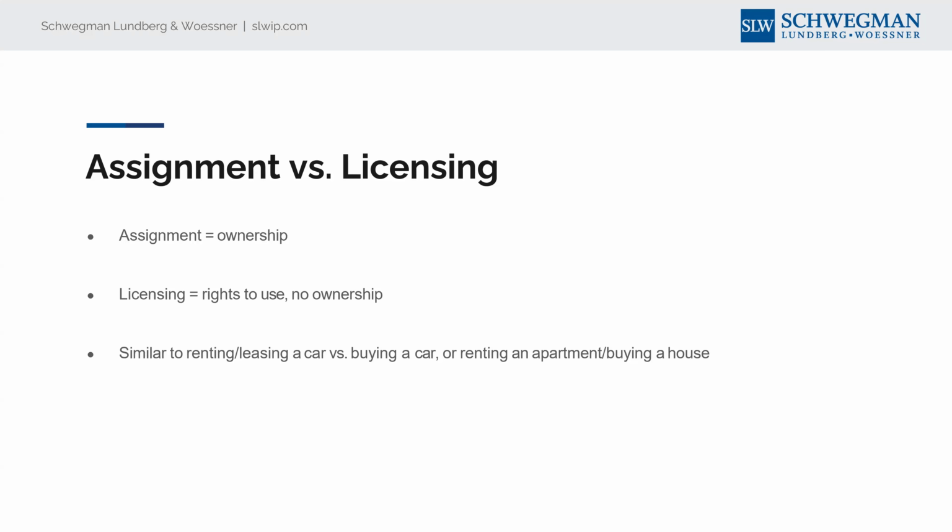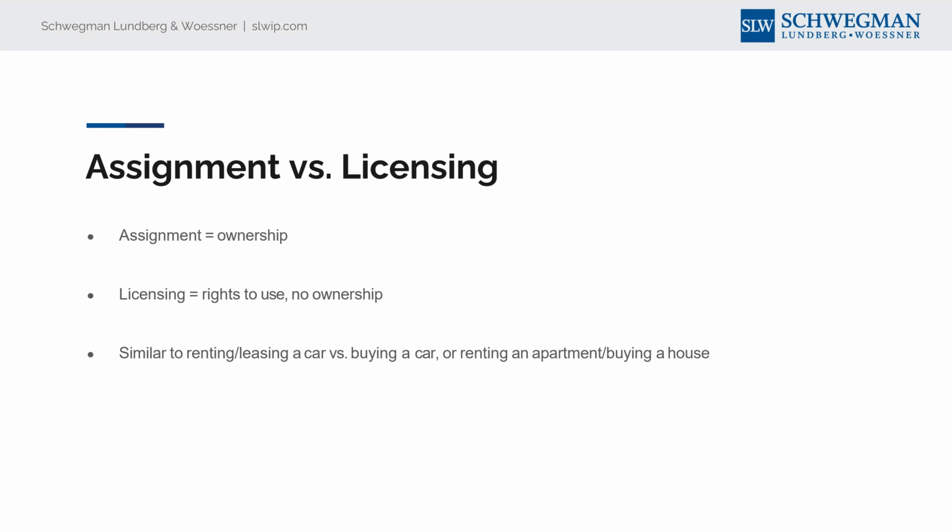So assignment versus licensing, just because some people might get it a little confused. Assignment means that you own it. Licensing just means that you're giving the rights to use an invention. It's like renting versus leasing a car, or buying a house versus renting an apartment. If you have assigned something, someone else owns it. If you're licensing, you're just giving rights to make, use, or sell the subject matter of a patent application.